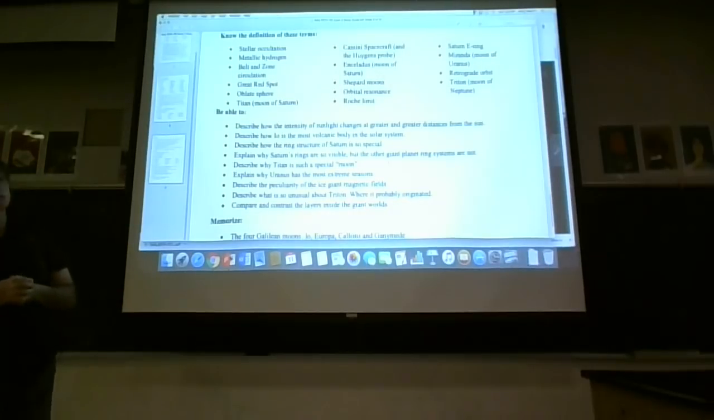So if it's not in resonance, then it probably won't stay there. If it's in resonance, it can go into a stable pattern. Orbital resonance. Roche limit, we just talked about. Saturn E-ring, we just talked about. What's the Saturn E-ring? The ring made by Enceladus. E for Enceladus, right? It's kind of perfect.